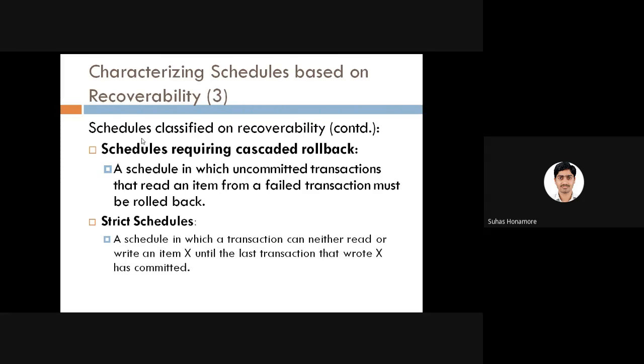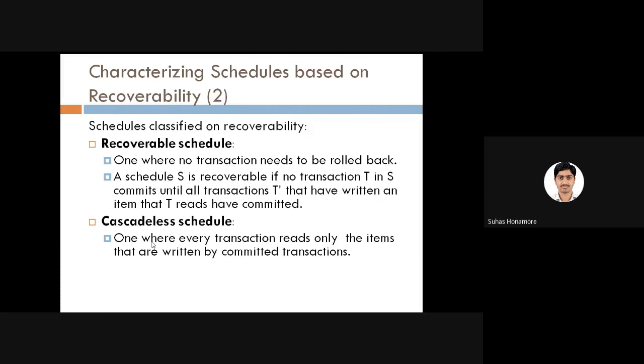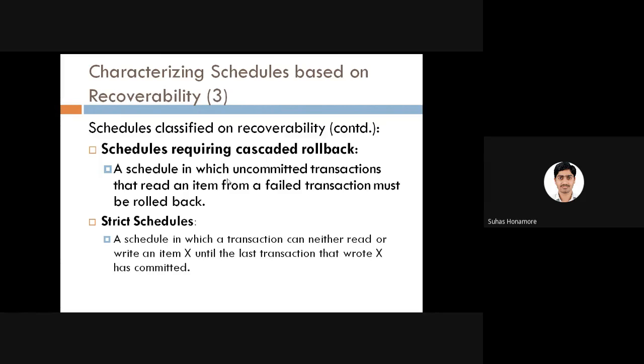Next one, schedules requiring cascaded rollback. A schedule in which uncommitted transactions read an item. This is the reverse of what we studied: always commit first. If some transaction is writing an item, it has to commit, and only then can another transaction read it. Here, those uncommitted transactions that read an item from the failed transaction must be rolled back.